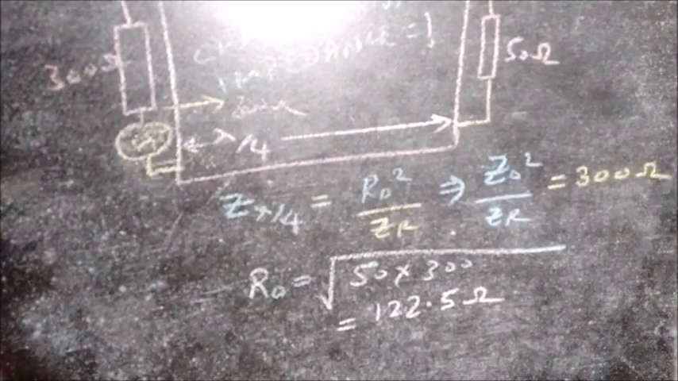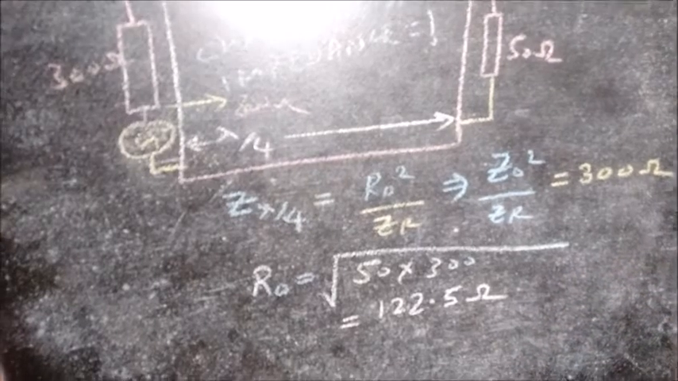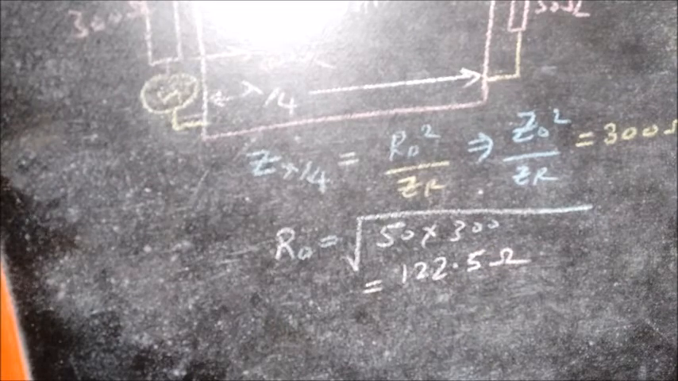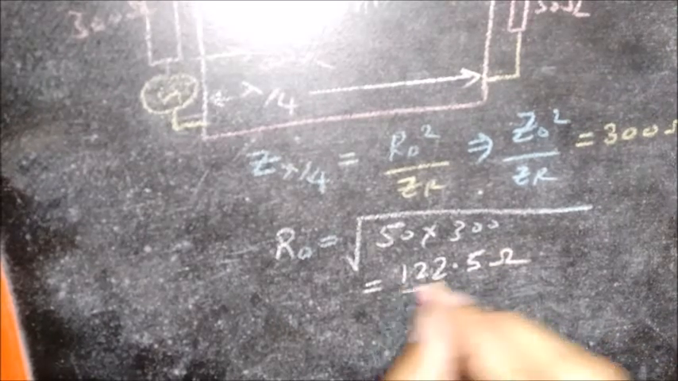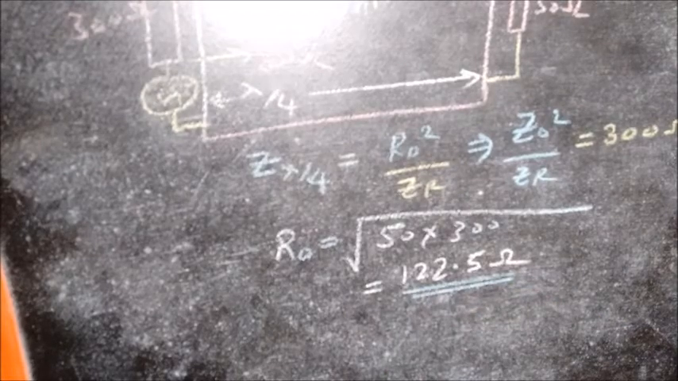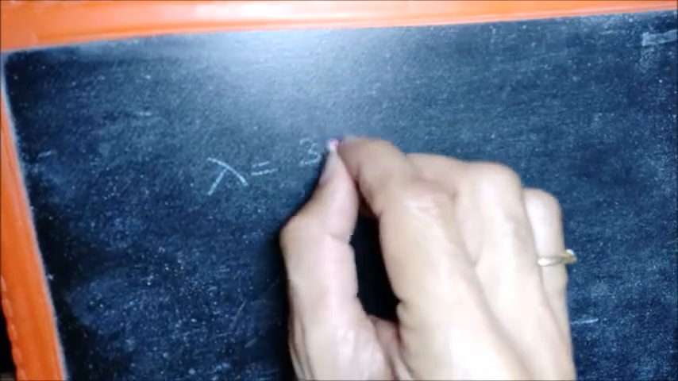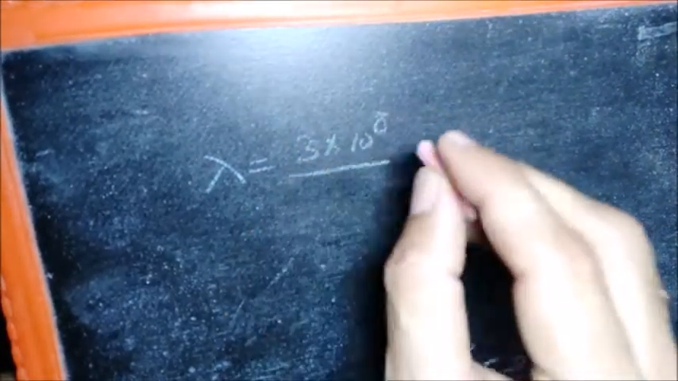Now, we have been given some additional data, which says that the frequency of operation is 10 gigahertz. So we have answered the main part of the question. It is 122.5 ohms. We are told that the operating frequency is 10 gigahertz and the wavelength is 60% of what it would be in free space. In free space, the wavelength would have been lambda is equal to C by F.